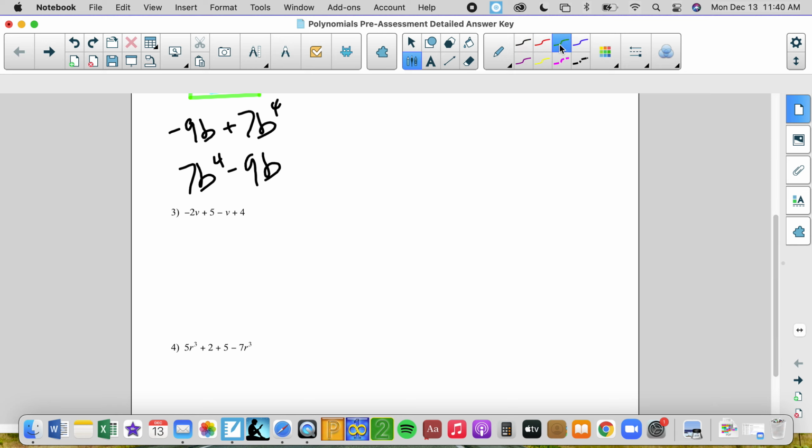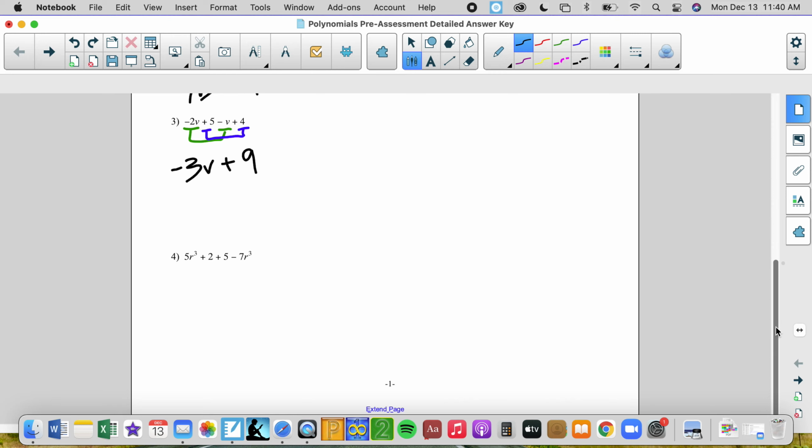Let's get some like terms here. We have negative 2v and negative v. We have constants of 5 and 4 that can be combined. Negative 2v and negative v makes negative 3v. Positive 5 and positive 4 makes positive 9. We have r to the third and r to the third. And then we have two constants here. So 5r to the third, negative 7r to the third is negative 2r to the third. Positive 2 plus 5 makes positive 7.